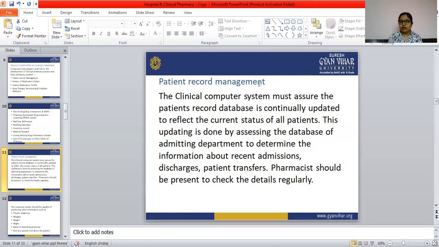So the clinical pharmacist has to maintain the record of the patients. This is the first role of the computer in the clinical pharmacy. Without the computer, this is a very tough job for the pharmacist, but with the help of the computer, it becomes very easy.